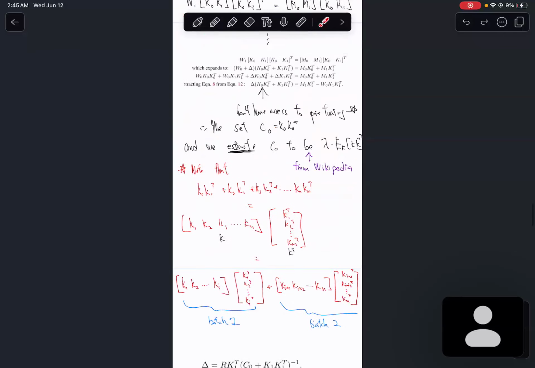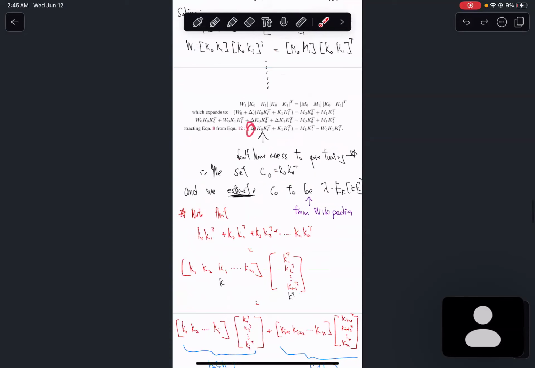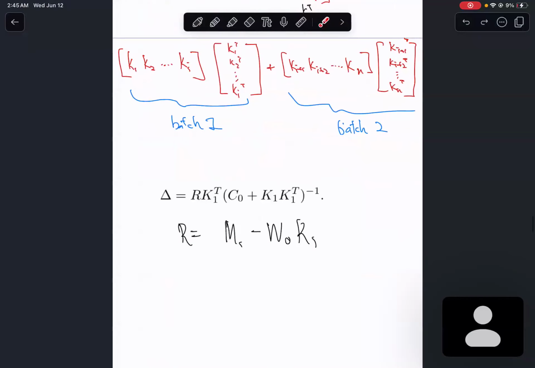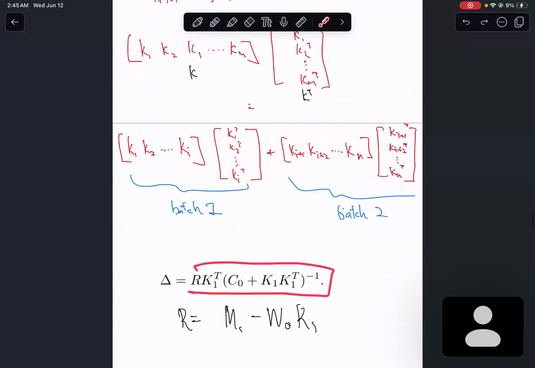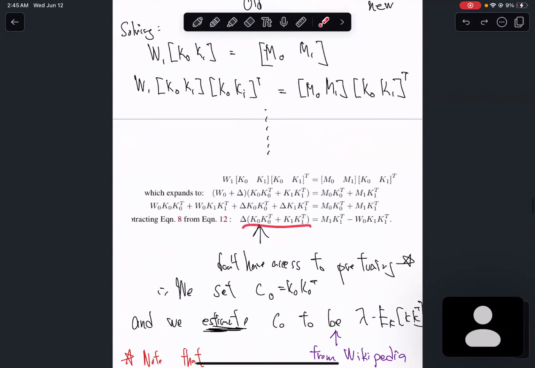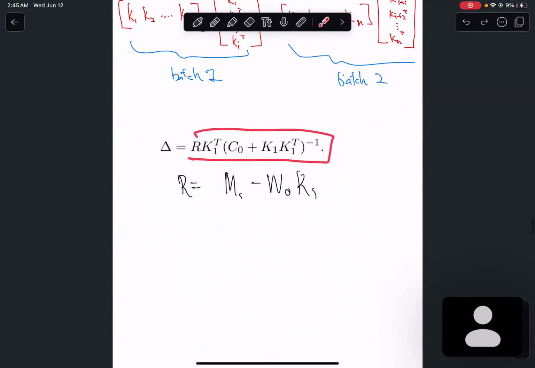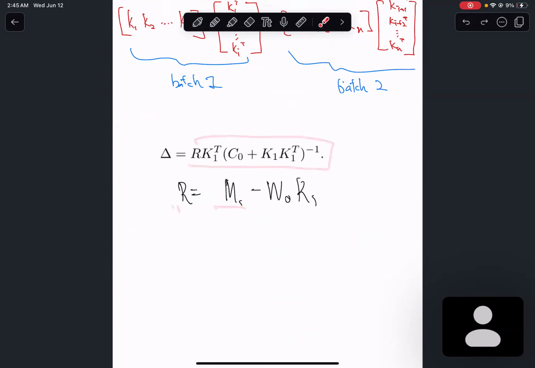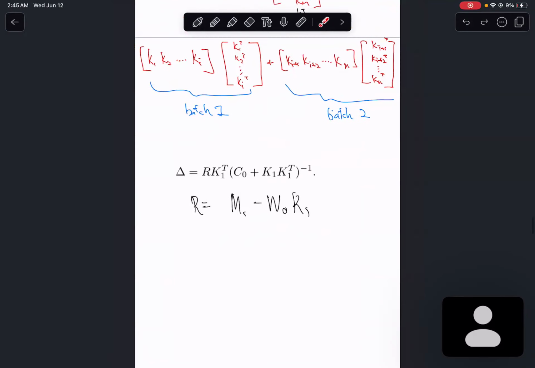Now, another thing we need to talk about is delta over here. The delta here is very important. Delta is equal to RKT. You can just do some math, you will get the same thing. And R here is equal to M, which we refer to as a residual. So it will be M1, which is a new knowledge, minus K1 multiplied on the old model weight.